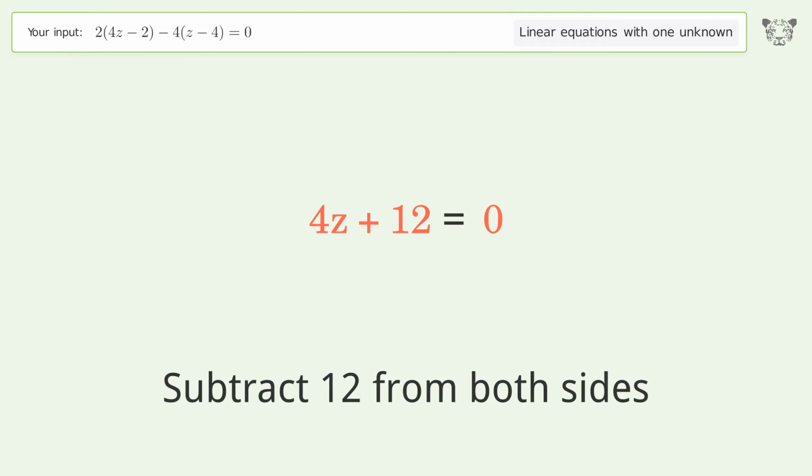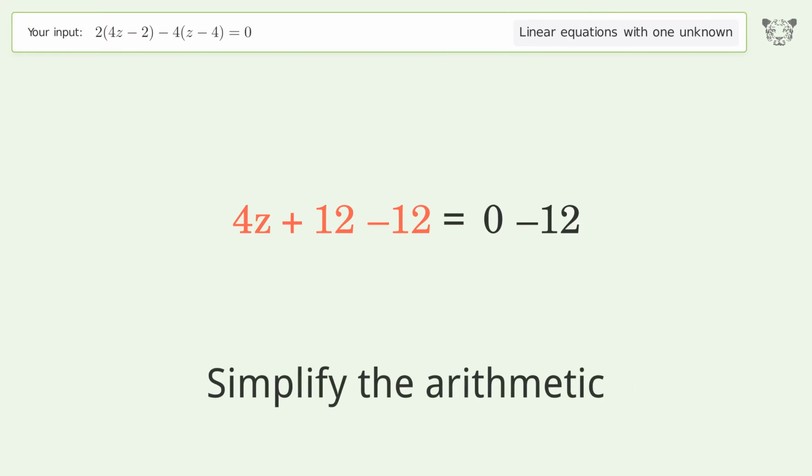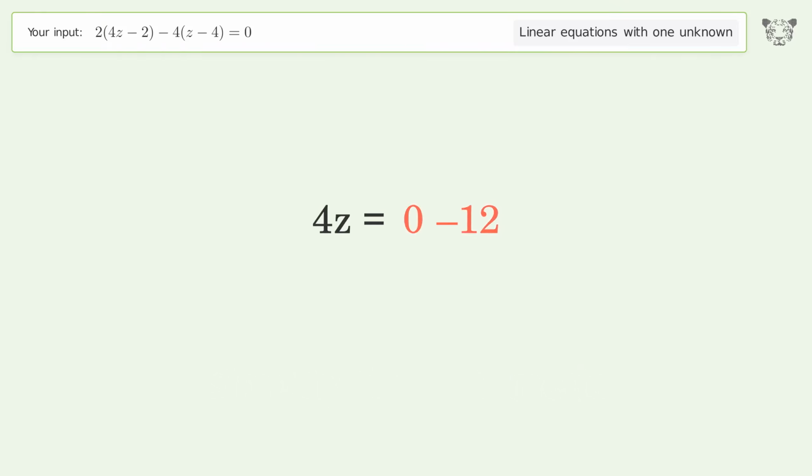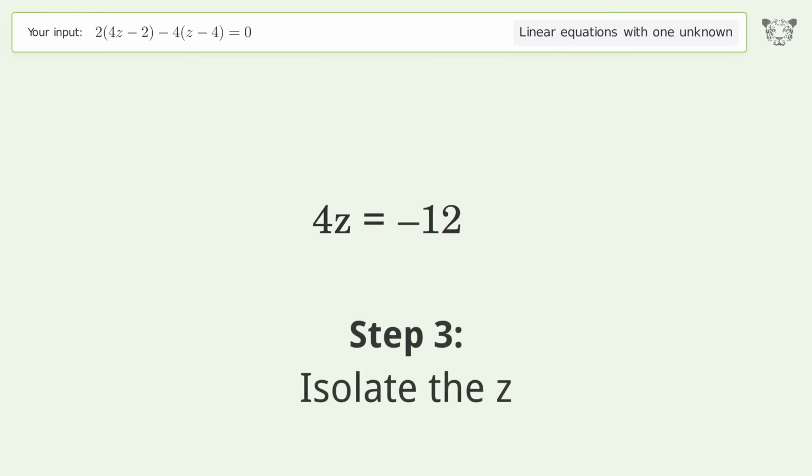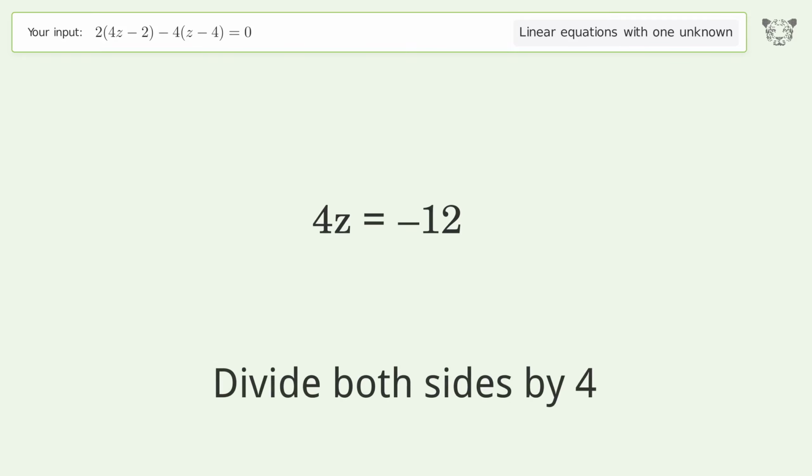Subtract 12 from both sides. Simplify the arithmetic. Isolate the z. Divide both sides by 4.